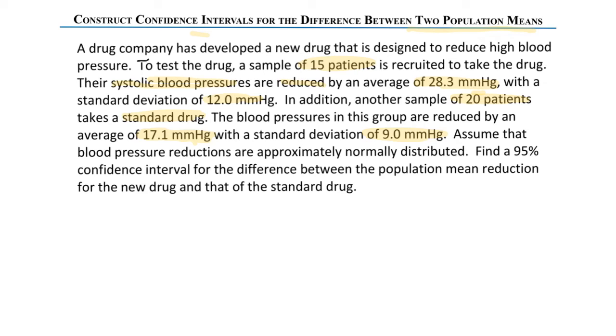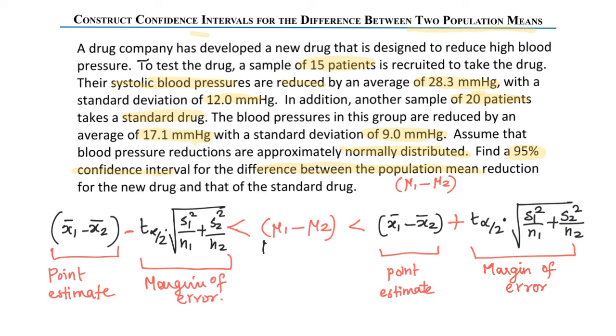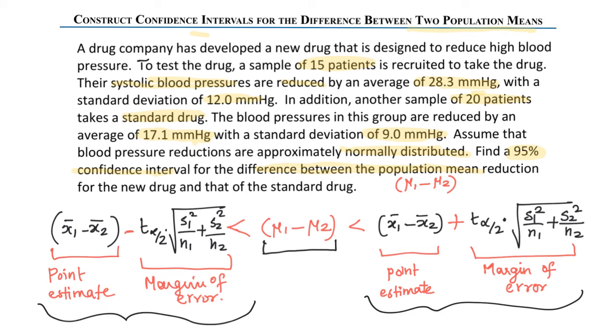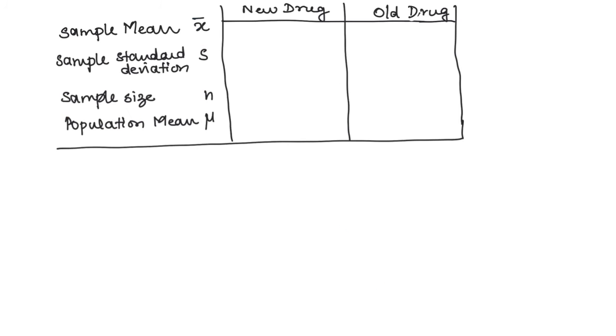Assume that the blood pressure reductions are approximately normally distributed. Find a 95% confidence interval for the difference between the population mean reduction for the new drug and that of the standard drug. So the difference between population means will be between these two values: point estimate plus or minus the margin of error. I'm going to make a table with information for the new drug and old drug: sample mean, sample standard deviation, sample size and sample population, so that it will be easier to substitute into the formula.